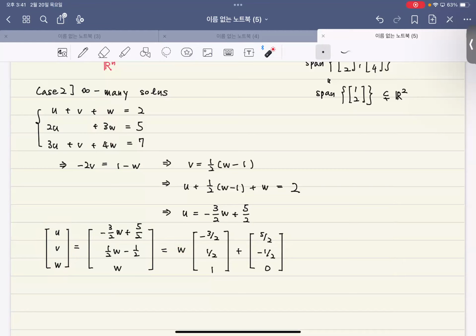By the way, I have written down the solution in terms of w plus some other constant vector, but there is no reason that you should stick to the unknown w. Maybe you can try to write down the solution in terms of u or v, whatever unknown you want. But anyway, the point is that the solution set remains the same, no matter which unknowns you choose.